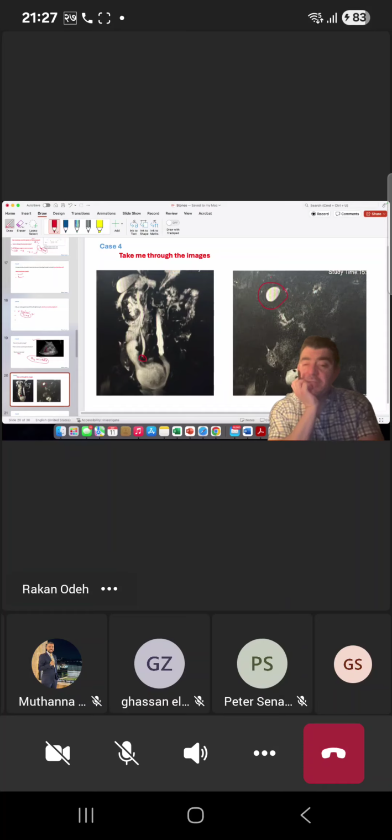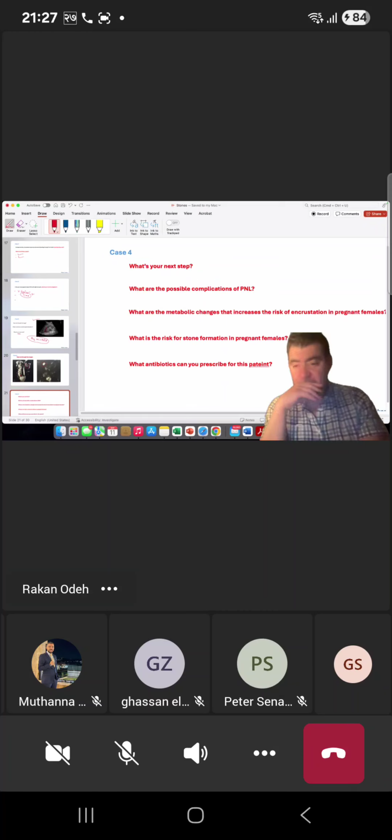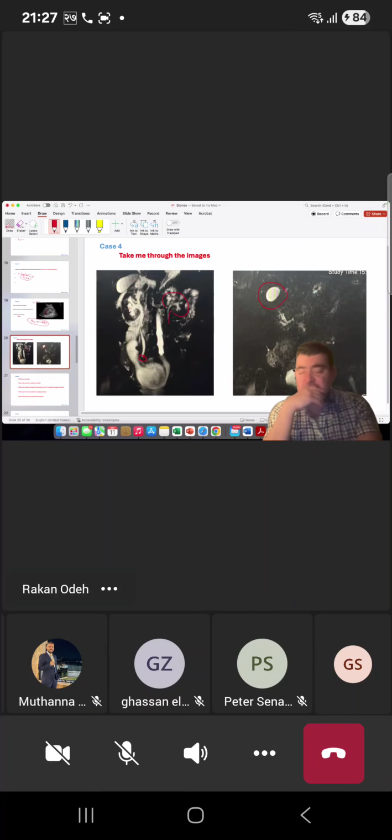What about the left kidney? I can't see the left kidney in this, so I want to see the other images. Why? This is it. It's normal. Okay.